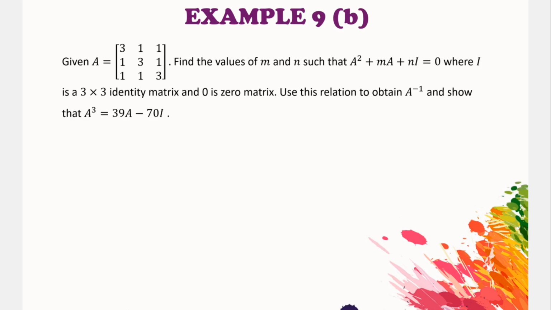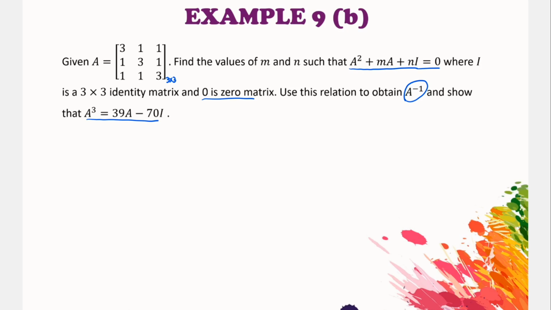So let's continue on the example 9 part B. Given matrix A, which is a 3 by 3 matrix, find the values of M and N such that A squared plus MA plus NI is equal to 0, where I is the identity matrix and 0 is the zero matrix. So zero matrix means every element of the matrix is 0. Use this relation to obtain A inverse and show that A cube is equal to 39A minus 70I.